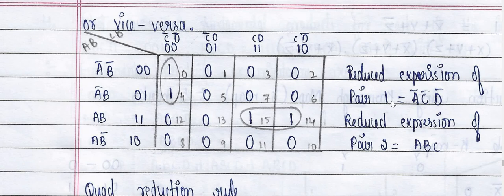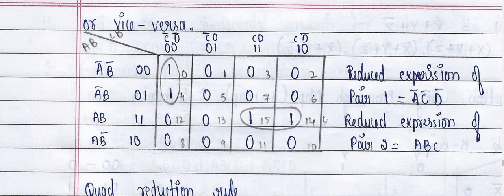Which variable was removed? Yes, B was removed. Variable B is removed in that expression. That is why in pair reduction we remove one variable. What are the four variables? A, B, C, D. From these four variables, B is removed. That is one variable removed.